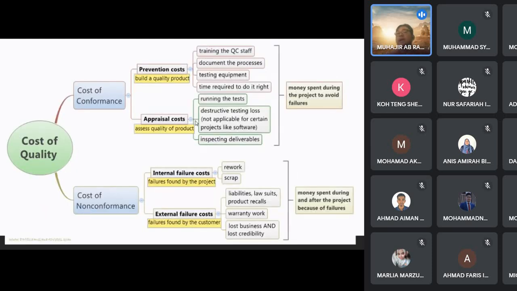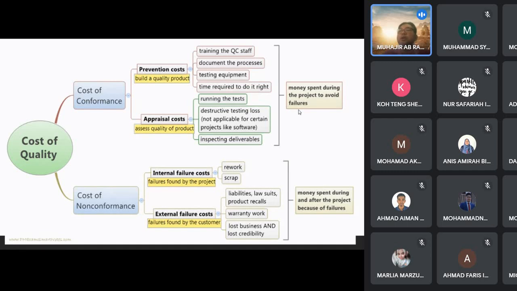You can see this diagram. They have a cost of conformance and a cost of non-conformance. Cost of conformance is prevention cost. You build a quality product. That's why I mentioned before the training, QC staff, testing equipment, and so on. For the quality of the product, you're running tests, resistance testing, inspecting. All this money is spent during the project to avoid failure.